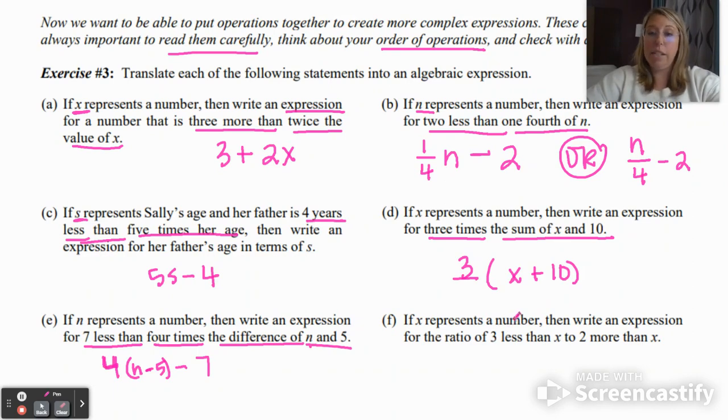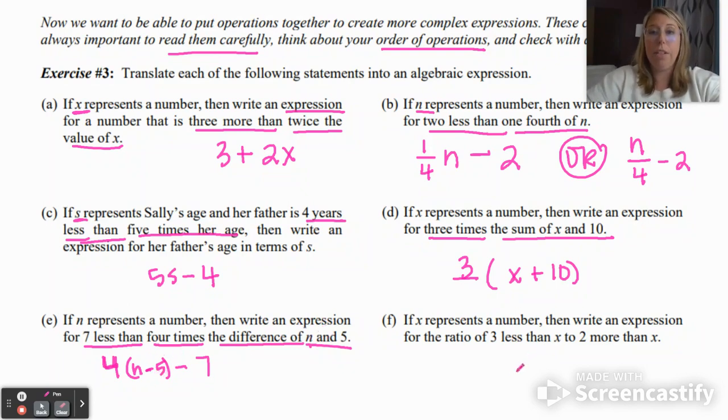That one was pretty loaded, so make sure that you really go back and watch that again if that confused you the first time. 7 less than is minus 7. 4 times the difference of is automatically distributive property. 4 goes on the outside. The difference of n and 5 goes on the inside of the parentheses.